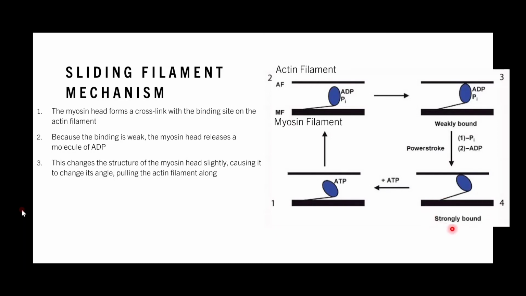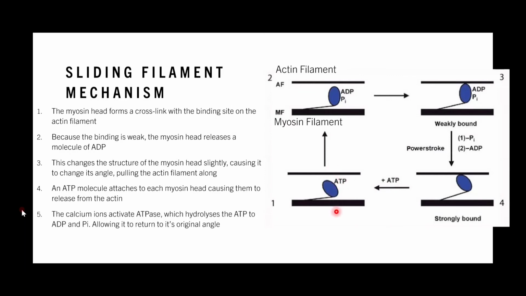And this is now more strongly bound. And so, because it's more strongly bound, a molecule of ATP needs to attach to each myosin head to cause it to release from the actin. So we've done this power stroke, we've moved our myosin up the actin filament because of this angle change. We have now attached ATP, which causes the release of the myosin head.